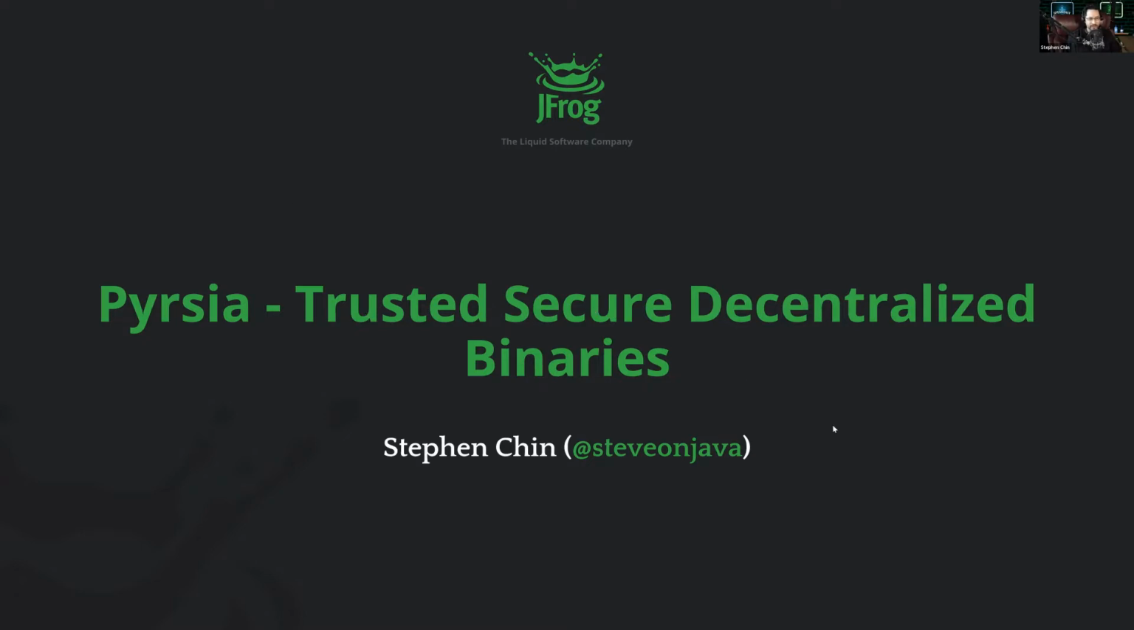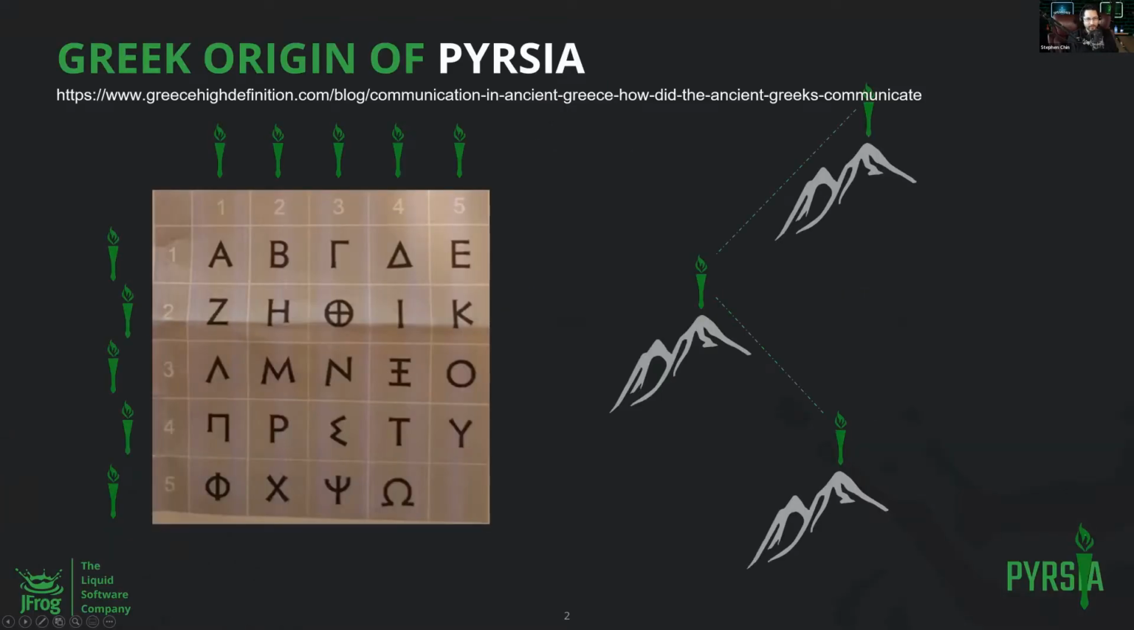Okay, so just to kick things off, the reason we chose the name Pyrsia for the project is that this dates back to an ancient communication system used in Greece, where they communicated long distance over mountaintops using torches. They would have two sets of 5 torches and use them in a grid of the Greek alphabet. This was one of the first long-range communication systems.